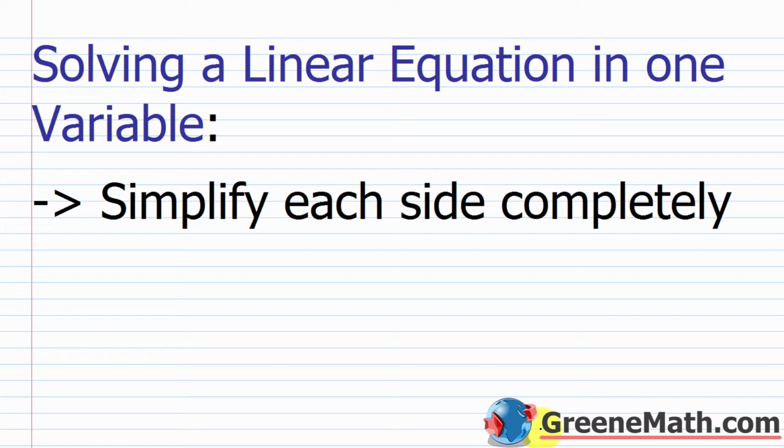But even if you didn't use that, what we're going to cover in the next lesson, you can still solve it using this procedure. All right, so the first thing you want to do is simplify each side completely. Some of the things you're going to have to do, you are going to have to combine any like terms that you might have on each side. And you're also going to want to remove any parentheses that you have using the distributive property.